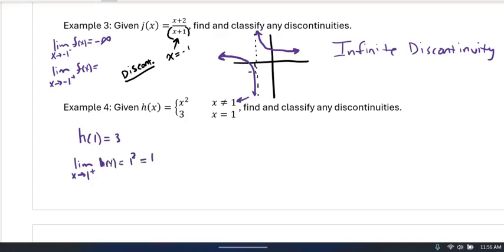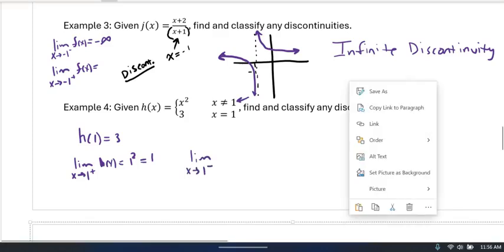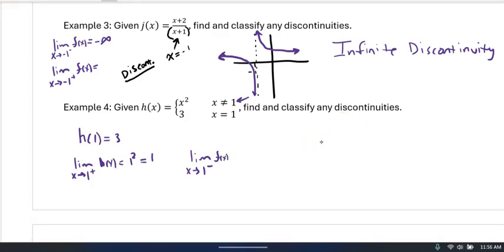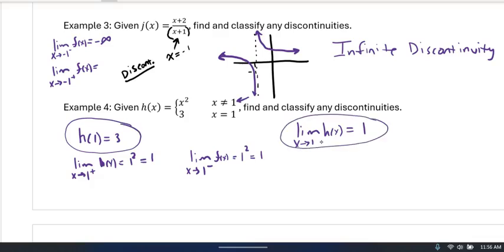What about the limit as x goes to 1 from the left? Well, since this is the only other function, it's going to behave the same way. The function from the left and the right is still going to be x squared. It's just going to be 1 squared again, or 1. Oh, okay, so that must mean our limit as x goes to 1 of h of x is 1. So we know we have a discontinuity because the function value is 3, but the limit is 1.